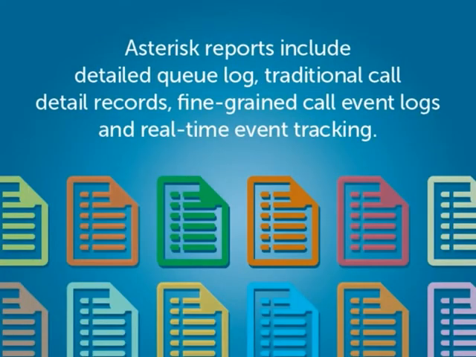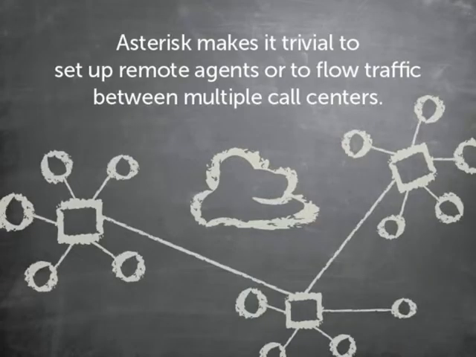Call centers rely on real-time and historical reports to properly manage their operation. Asterisk includes several levels of reporting, including a detailed queue log, traditional call detail records, fine-grained call event logs, and real-time event tracking via the manager interface. Even better, Asterisk's native support for VoIP makes it trivial to set up remote agents or to flow traffic between multiple call centers, two features that generally add significantly to the cost of a legacy solution. You can also scale Asterisk-based call centers by simply installing additional Asterisk servers to handle the load. This becomes even more powerful when you mash it up with elastic resources from a private or public cloud.